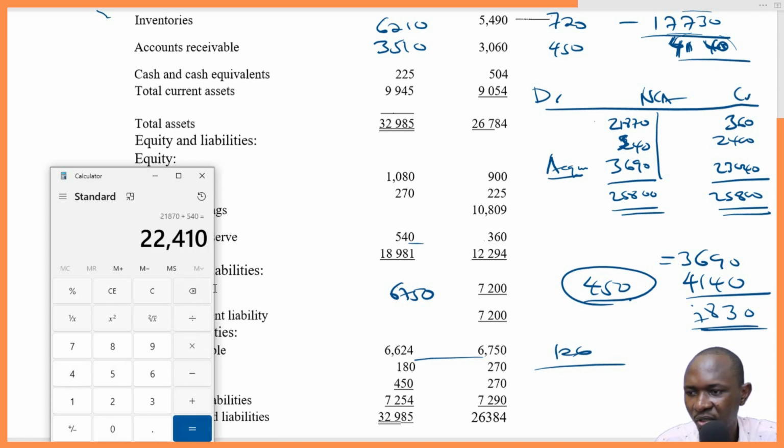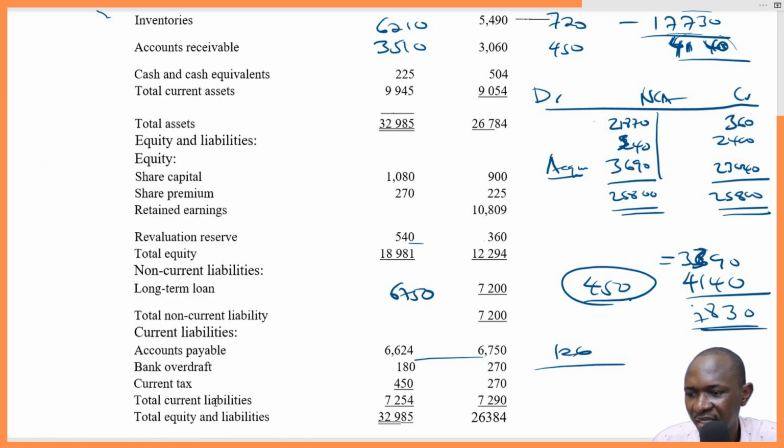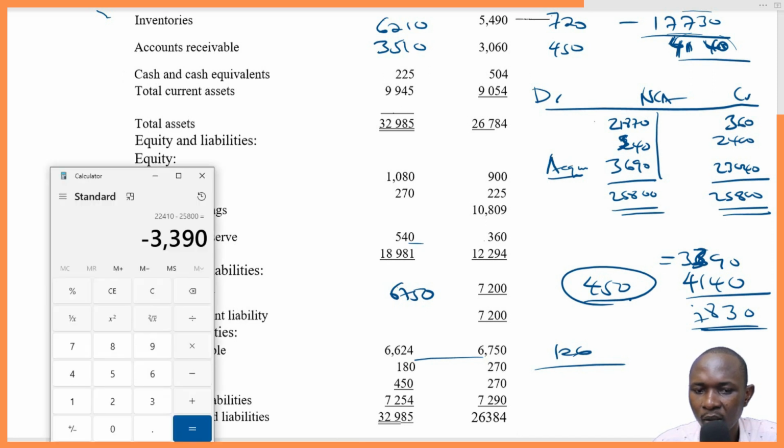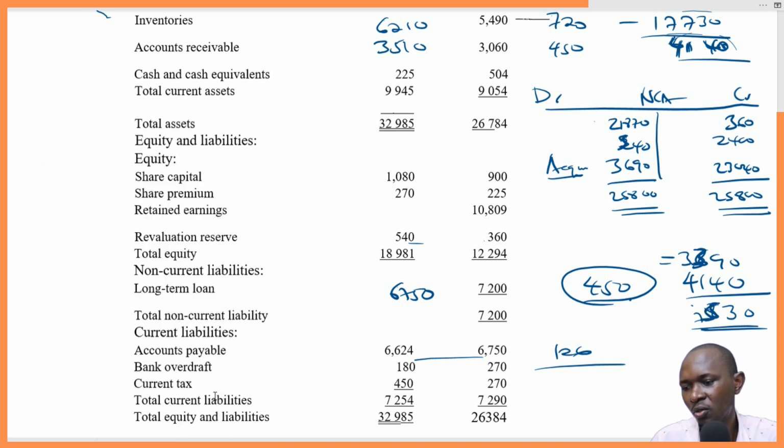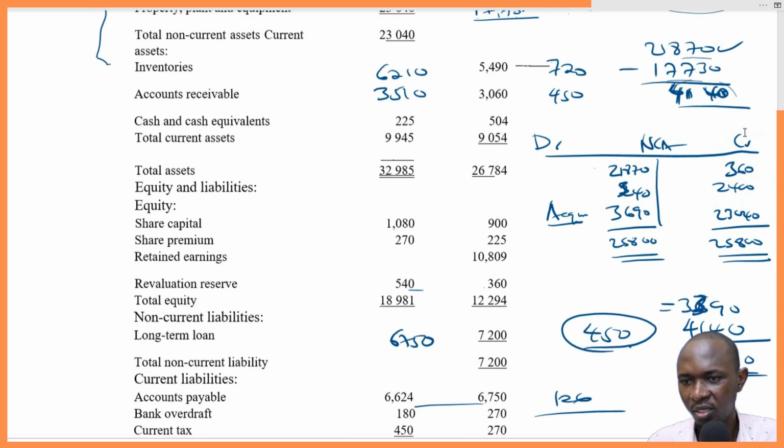This is 22,410, so minus 25,800. That will give us 3,390. Then 3,390 plus 4,140 gives us 7,530. Good. So whichever way you want to go about it, it is the same stuff.